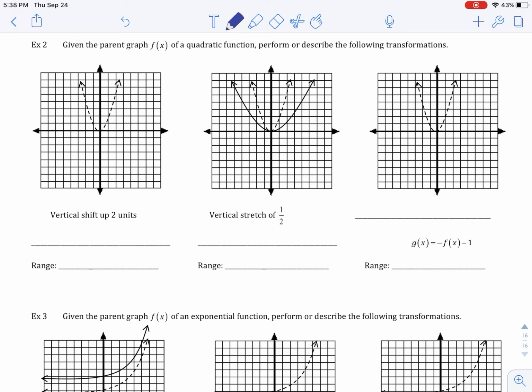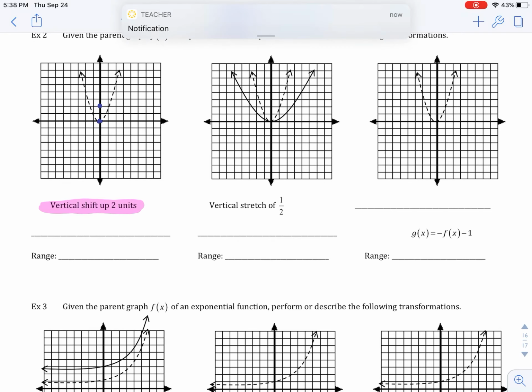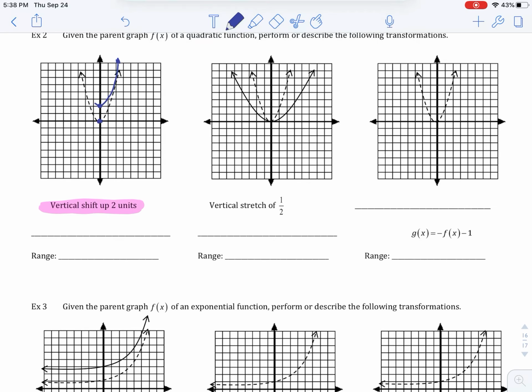Given the parent graph f of x, so all of those are parent graphs of f of x, the dashed ones, perform or describe the following transformations. Okay, so parent graph is given, and now we have the words here. So let's begin. I want a vertical shift up 2. So I'm going to start by graphing. Here's my dot, move it up, and to the best of my ability, I'm going to draw the same, just that I moved it up.